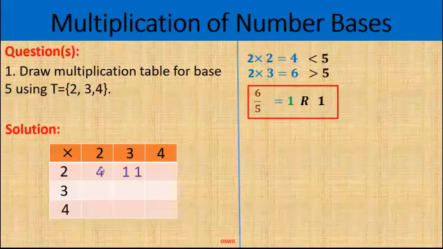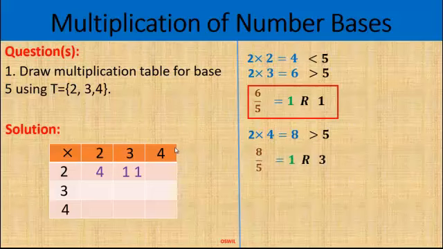We move to 2 times 4, and 2 times 4 would be 8. 8 is greater than 5, which is the base. So again, you have to divide your answer by the base. 8 divided by 5 would give us 1, remainder 3. So you come to the table and you write 1, 3 as your answer in the table.